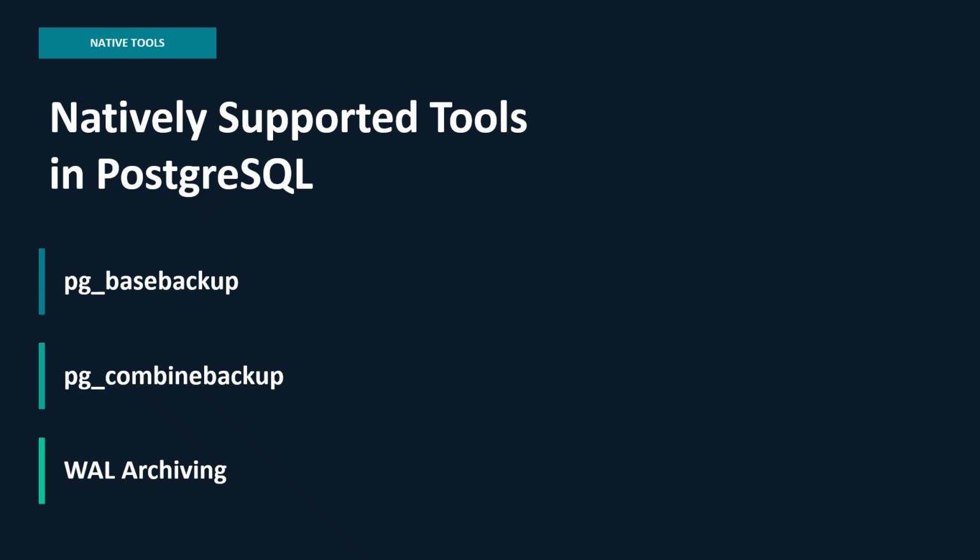pg_combinebackup is another tool from the PostgreSQL community to merge full and incremental backups. We take incremental backups with pg_basebackup, but an incremental backup on its own is not immediately usable for recovery. To restore, we must first apply all incremental backups in order to the original full backup. For this reason, PostgreSQL has this tool to merge the full and incremental backups as a combined backup.